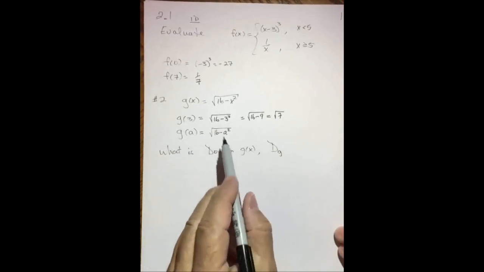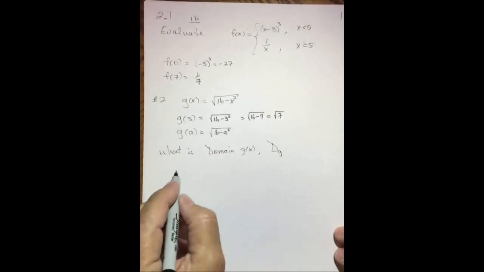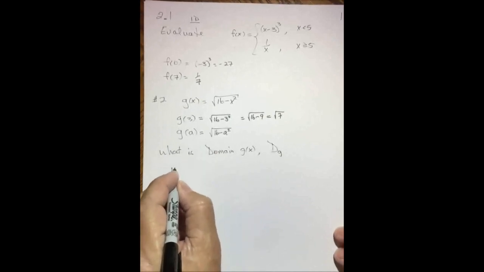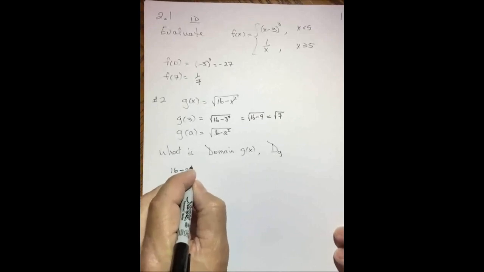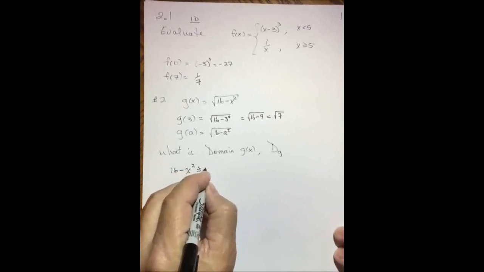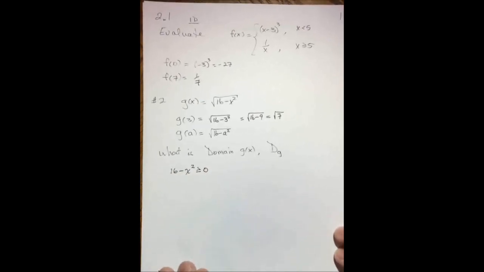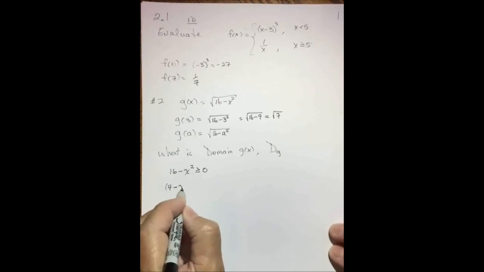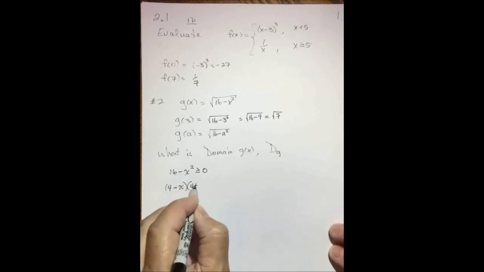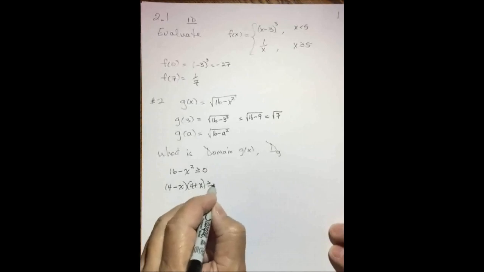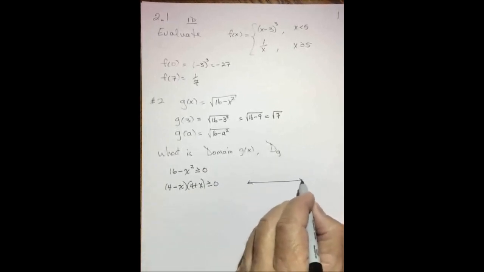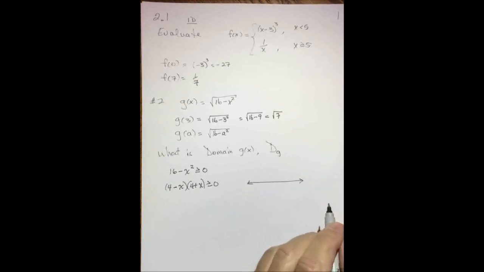Now this part, given function g, what is its domain? Well, we can't take a square root of a negative, so it must be the case that 16 minus x squared is greater than or equal to 0. Okay, and then we're going to use a process of elimination. This factors as 4 minus x times 4 plus x is greater than or equal to 0. Now, we're just going to draw what your textbook calls a sign chart. It's just a number line.